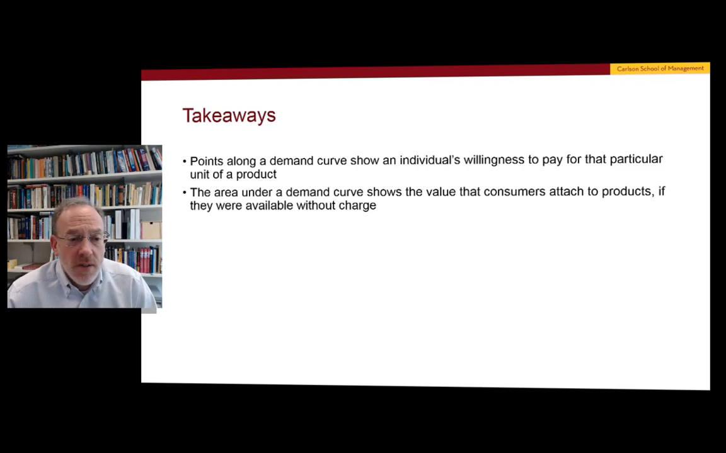Takeaways from this short module are as follows. Points along a demand curve show an individual's willingness to pay for that particular unit of the product, like the first unit or the second unit or the third unit. The area under the demand curve then shows the value that consumers attach to products if they were available without charge.